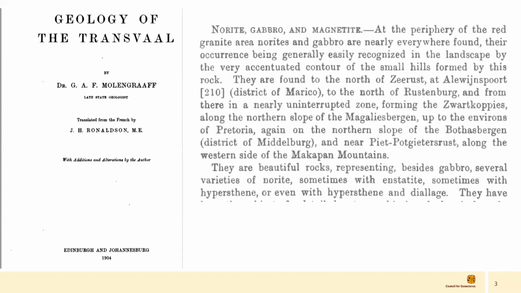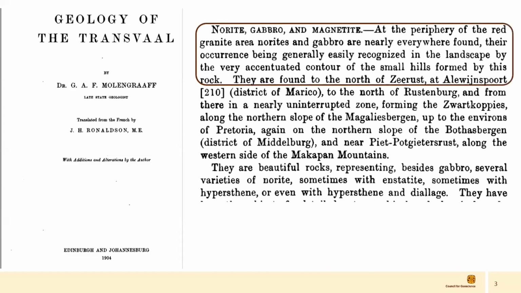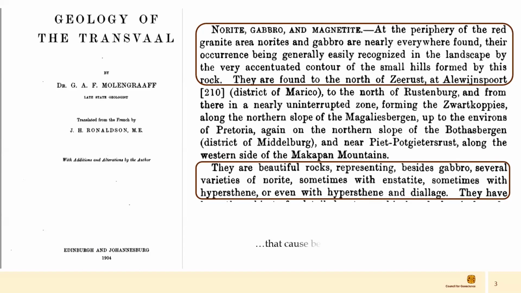And he described that he was talking about the granites that he saw, and around the granites there were these norites and gabbros everywhere. And you could see them as these little hills that they formed. And then he describes the rocks as beautiful rocks, and then he mentions what rocks they are. But I want to change it a bit and say they are beautiful rocks that cause beautiful geophysical anomalies.